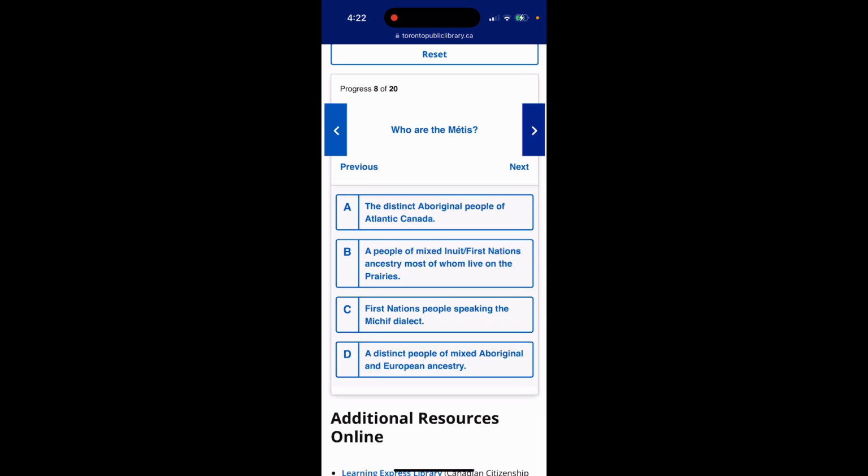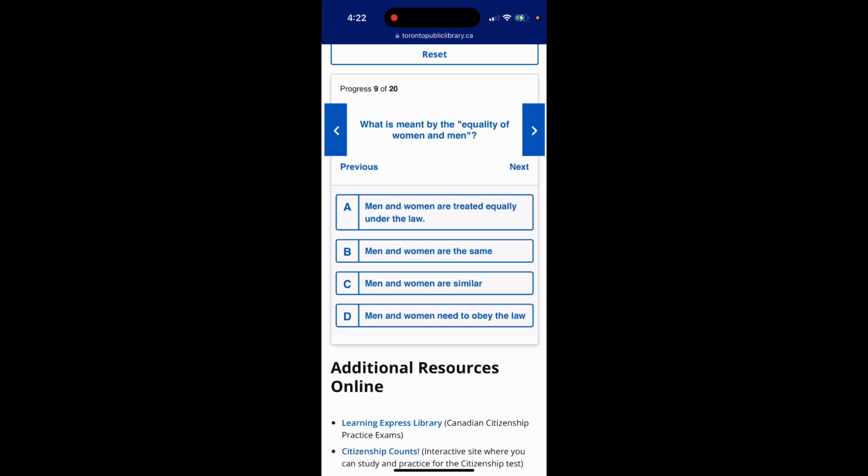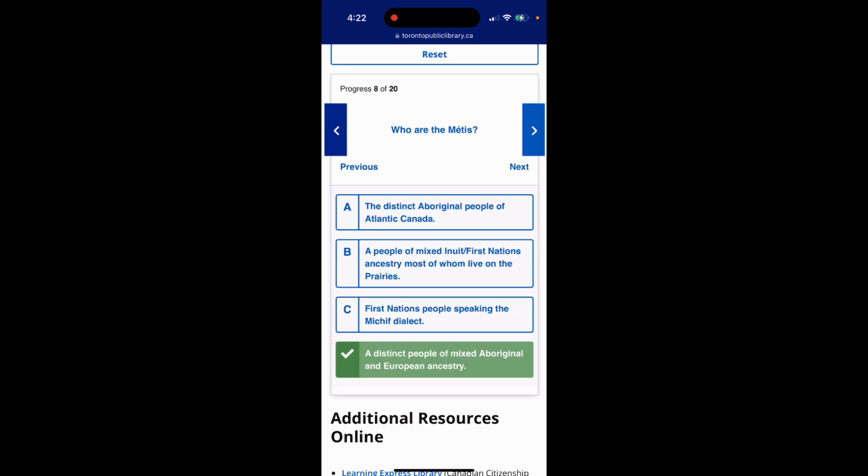Question 8. Who are the Métis? Option A, the distinct Aboriginal people of Atlantic Canada. Option B, a people of mixed Inuit First Nations ancestry, most of whom live on the prairies. Option C, First Nations people speaking the Michif dialect. Option D, a distinct people of mixed Aboriginal and European ancestry. The answer is option D, a distinct people of mixed Aboriginal and European ancestry.